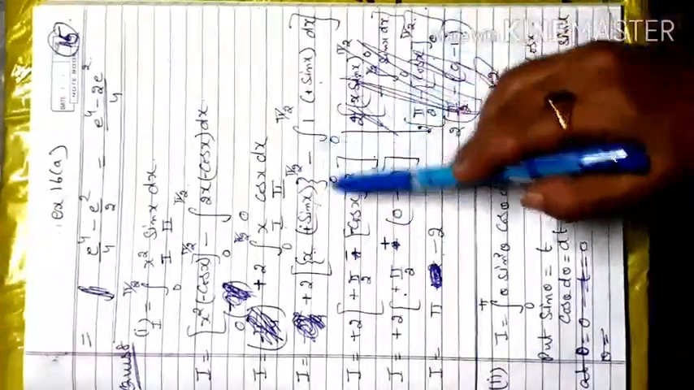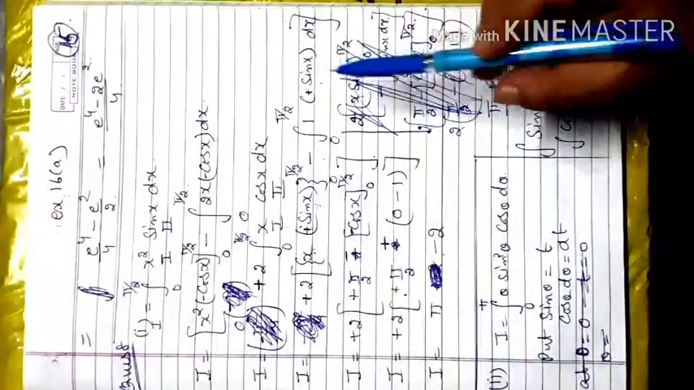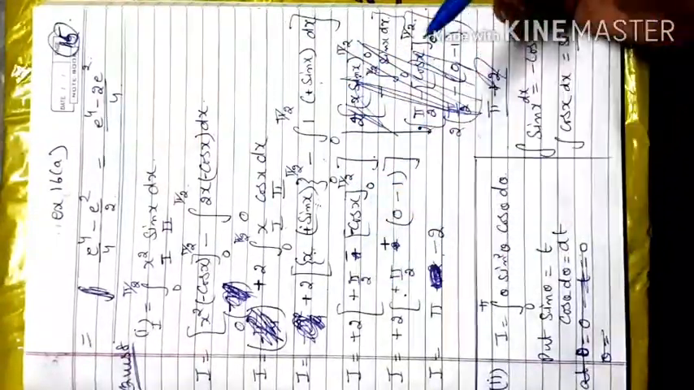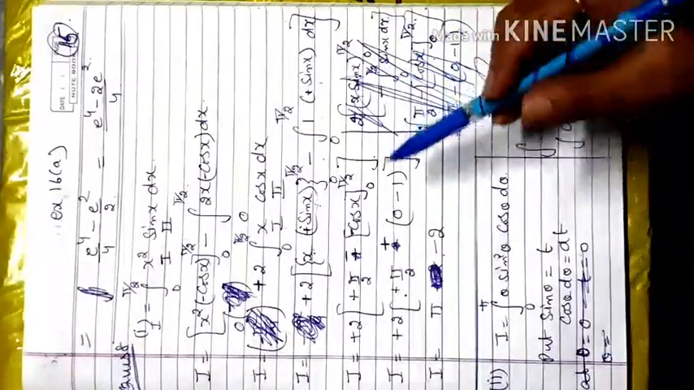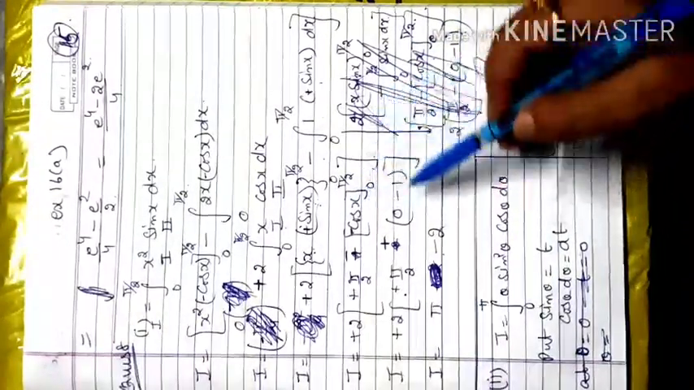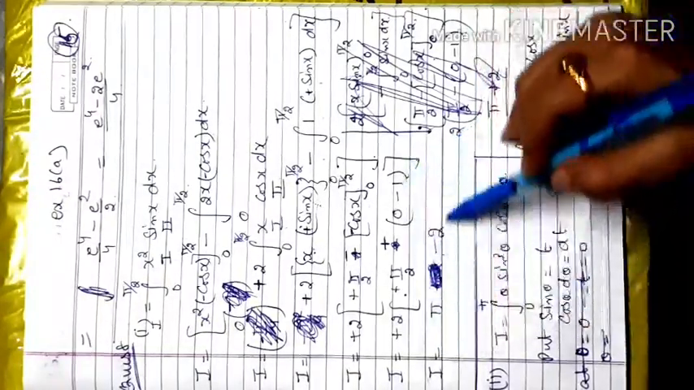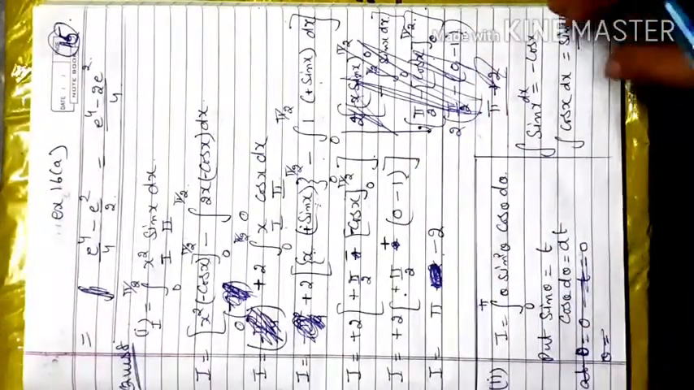The negative sign is outside, and the integration of sin x is minus cos x, from 0 to pi by 2. When the negative sign is taken outside, that will be positive, and here cos pi by 2 is 0, minus cos 0, whose value is 1, giving minus 1. So when you open the bracket, that gives you pi minus 2.